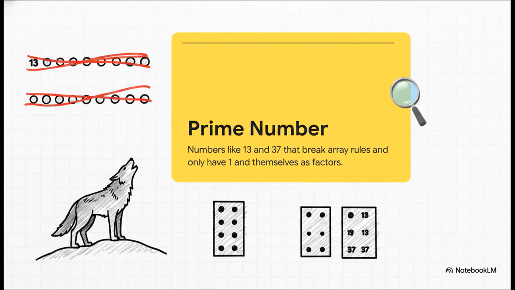But what happens if you can't build those neat little rectangles? Try making multiple arrays for numbers like 13 or 37, and you're going to hit a wall. You can literally only make one single row of 13 or one single row of 37. You'll find they are prime numbers. This means they completely break the array rules and have only 1 and themselves as factors. They are basically the lone wolves of the number line.